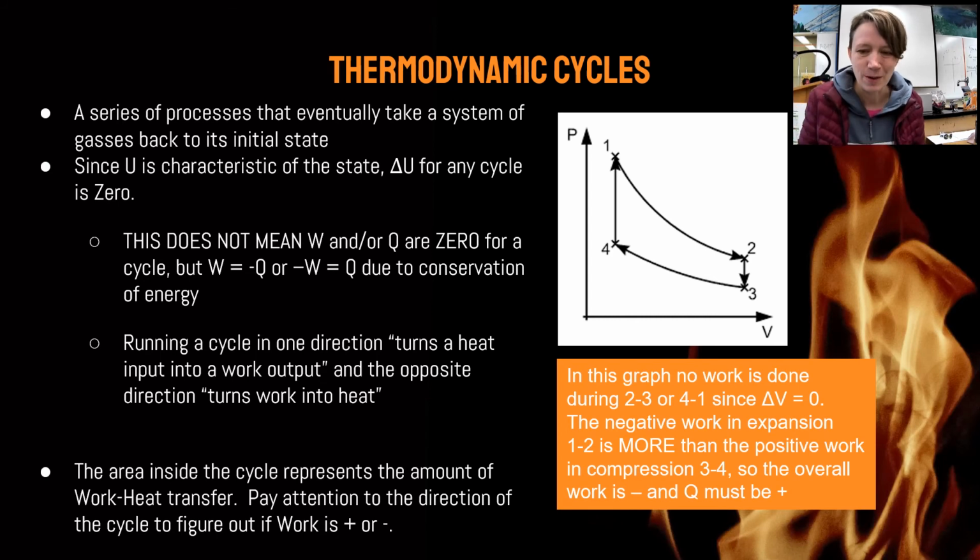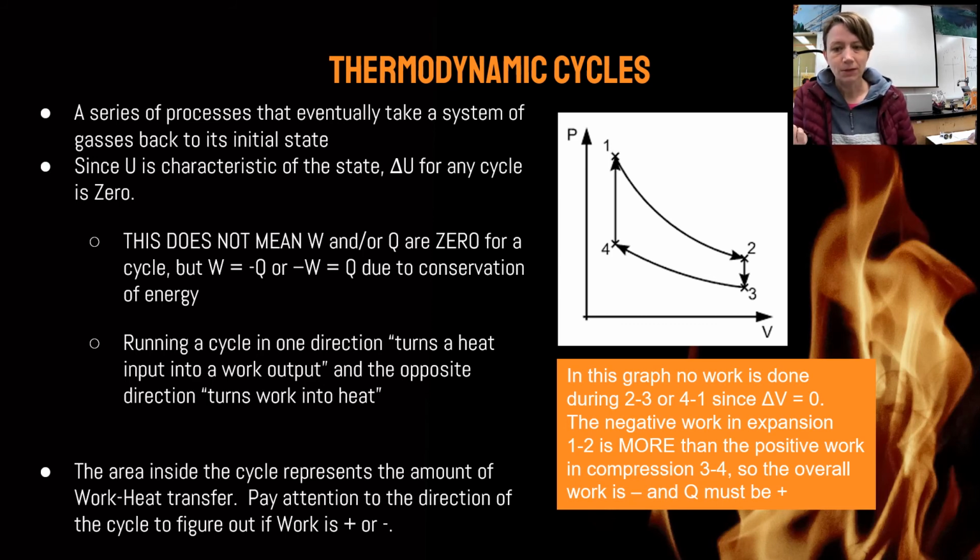There's also just a shortcut to memorize, but let's start with figuring it out. So in this graph that we're showing, there are two processes, process 2.3 and process 1.4, that actually have no work generated. And the reason that no work is happening during those processes is because there's no change in volume. And there's no area under the curve. That doesn't mean there's no heat. There might be heat during those processes. In fact, there will be heat during those processes, but there's no work. So no W during those two vertical processes. So we just have to consider process 1.2 and process 3.4.